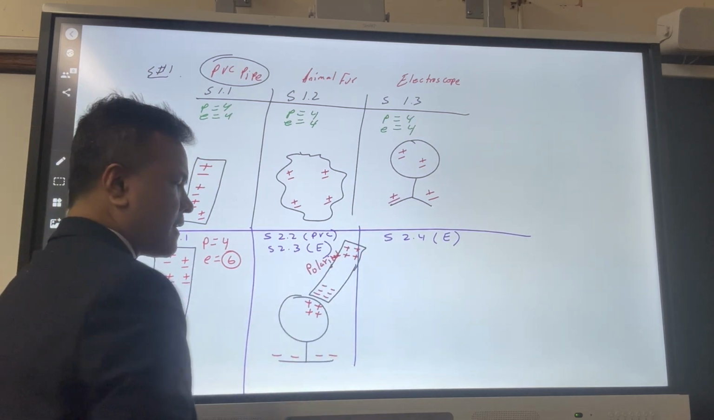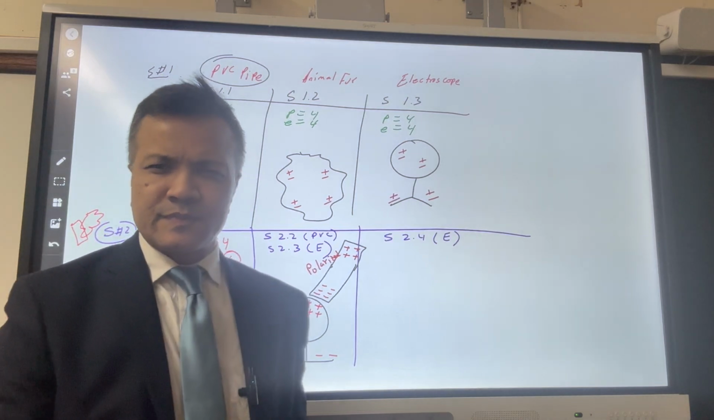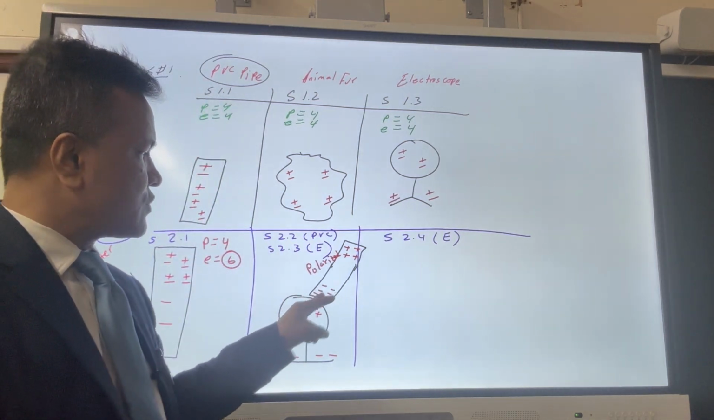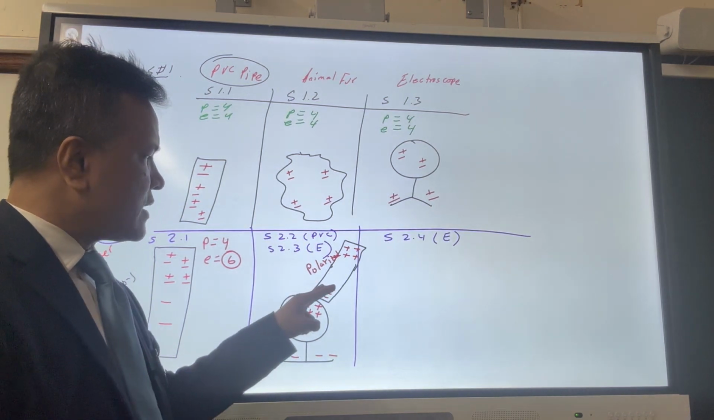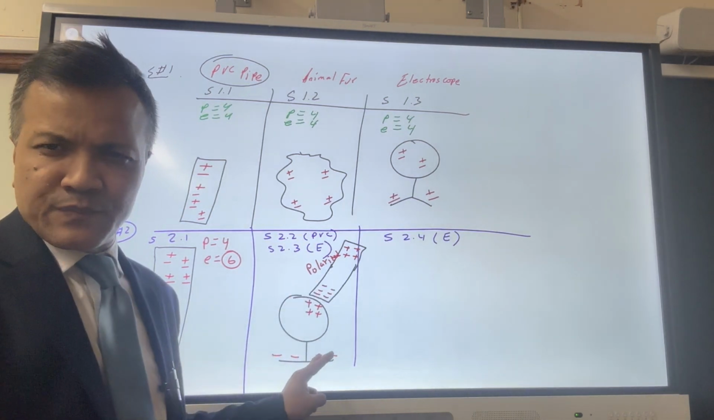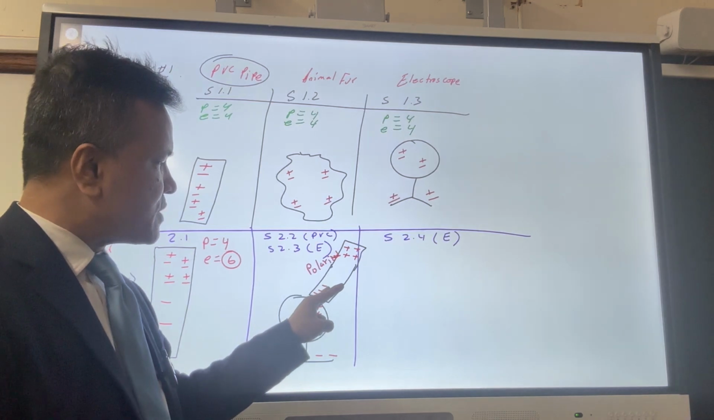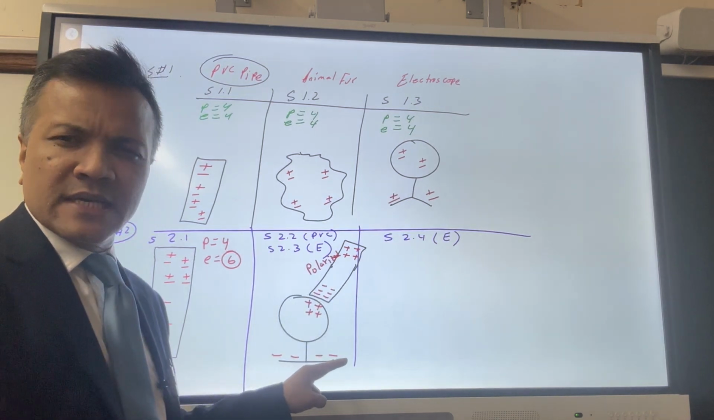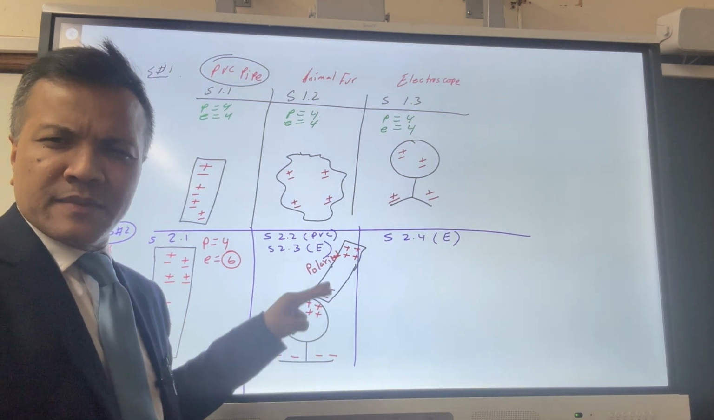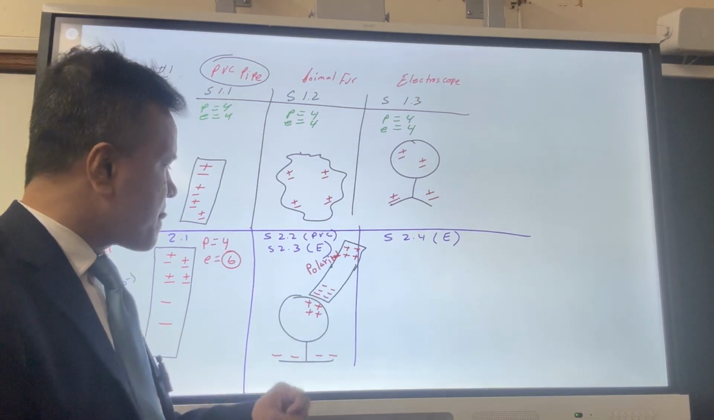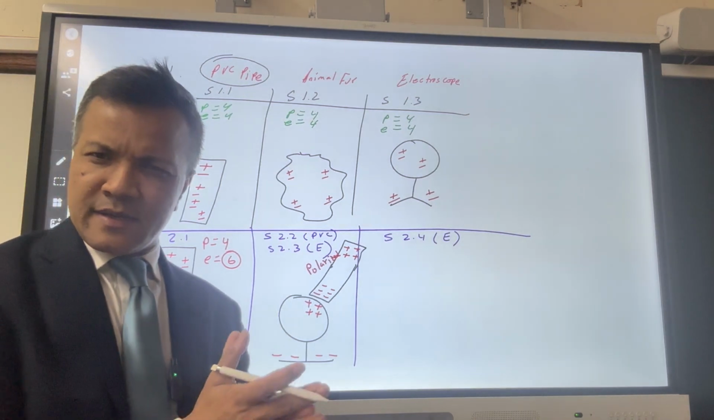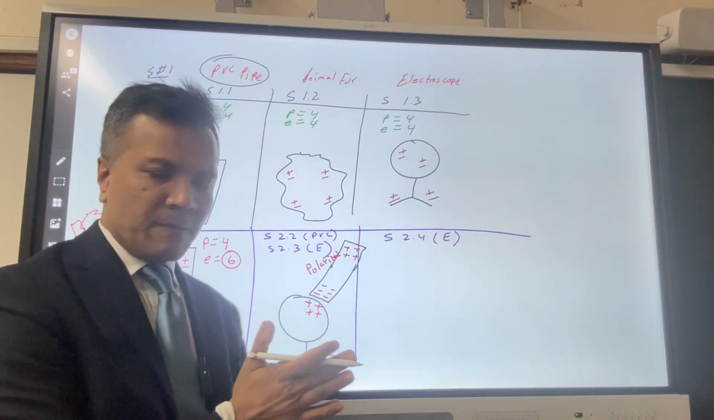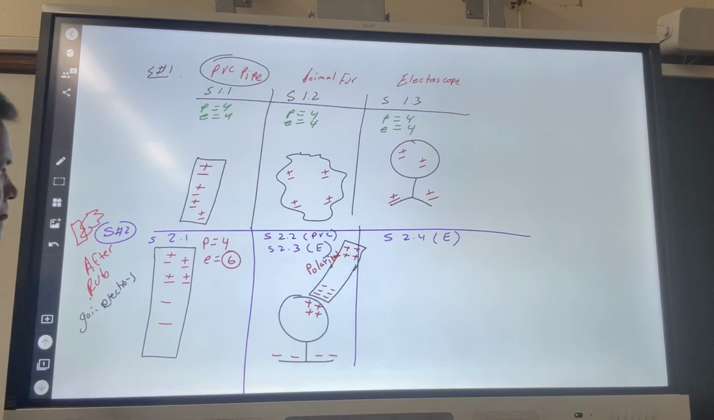Why is that? Because electron attracts proton and electron repels the electron. So there is a repulsive force between this electron and this electron, pushing them as far as possible, and there is an attractive force between this proton and this electron, making them as close as possible without touch, of course.